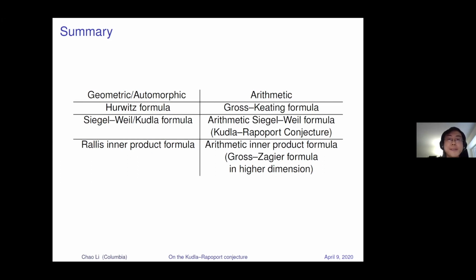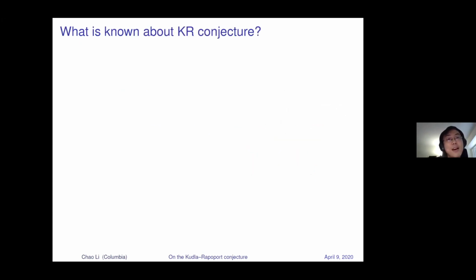Okay, so among these six entries, you recognize that these two are classical theorems, these are more recent theorems, and these two are conjectures. The arithmetic version of the Siegel-Weil formula and the arithmetic Rallis inner product formula are conjectures. So it's natural to ask if these conjectures are actually true, or is it just our wishful thinking? So what is known about the Kudla-Rapoport conjecture?